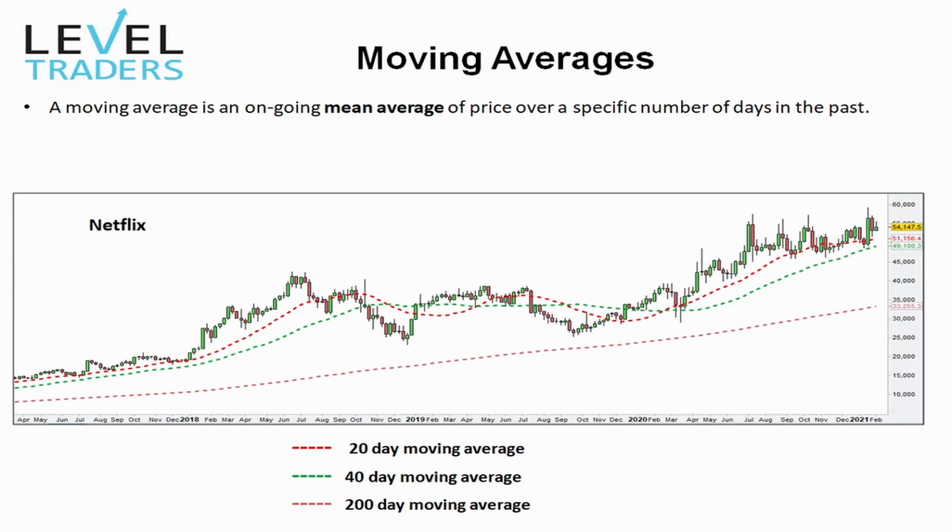So for example, if we look at the chart here, we've got Netflix. If I take the 40-day moving average, so that's the green dotted line. So firstly, the 40-day moving average, what is that representing? That represents an average of the prior 40 days price. That's what that represents. And that constantly gets updated every day as price moves.